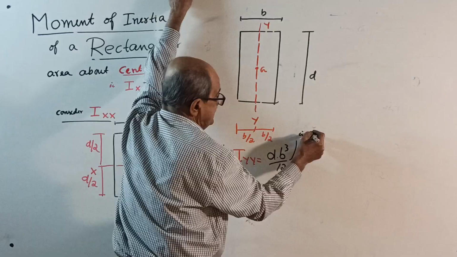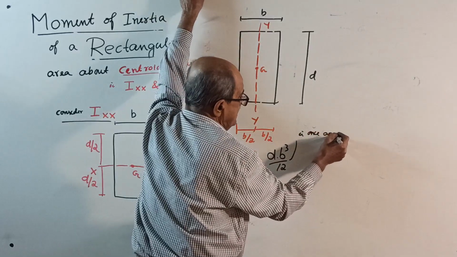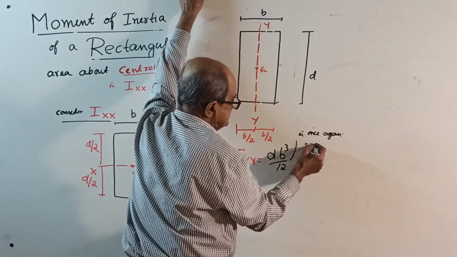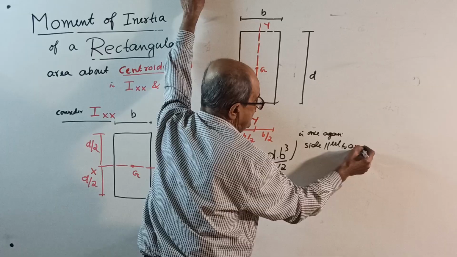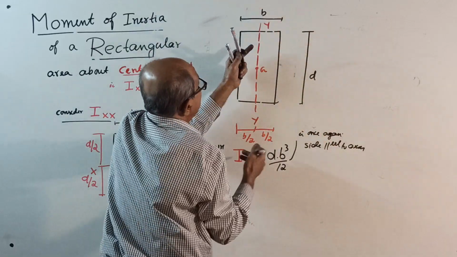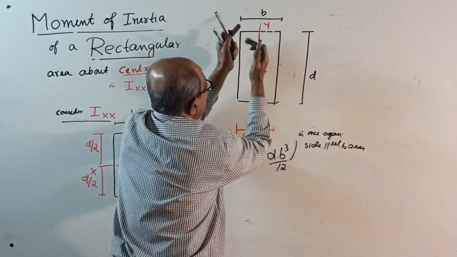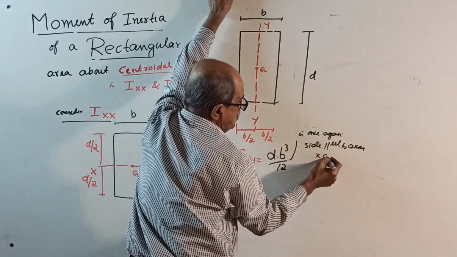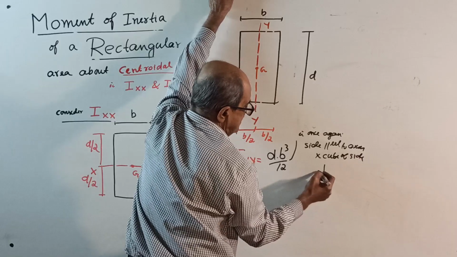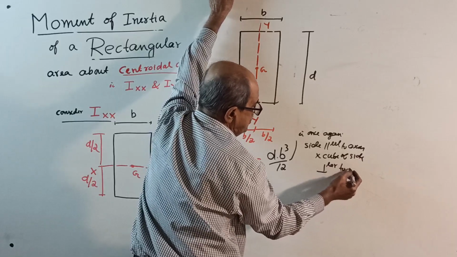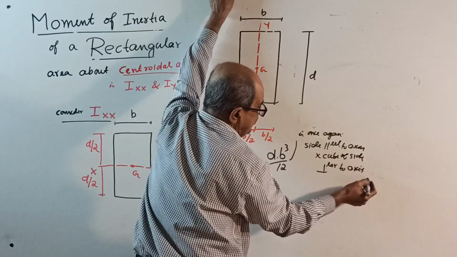That is once again what? Once again, side parallel to axis. See, axis means now the YY axis. Side parallel to axis into cube of side perpendicular to axis, divided by 12.